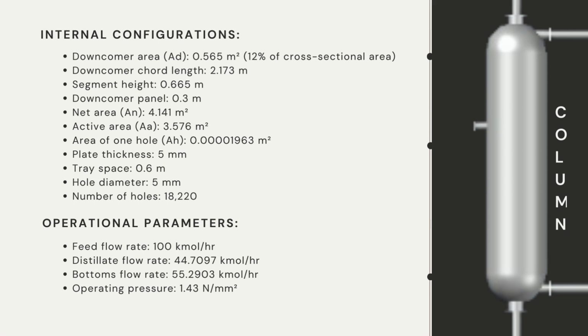The feed flow rate is 100 kmol per hour, with a distillate flow rate of 44.7097 kmol per hour, and a bottom flow rate of 55.2903 kmol per hour. The operating pressure is maintained at 1.43 Newton per square millimeter to ensure optimal separation of the components.